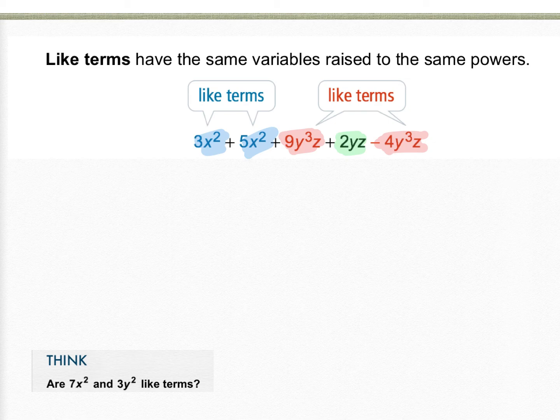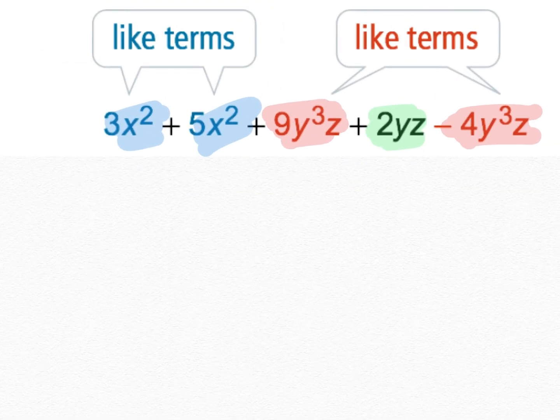So looking at this example, let's combine our like terms. When you have the same variable, you just add the coefficients out front together. So what's 3x squared plus 5x squared? 8x squared. The x squared stays the same, the variable stays the same, you just add the numbers out front.